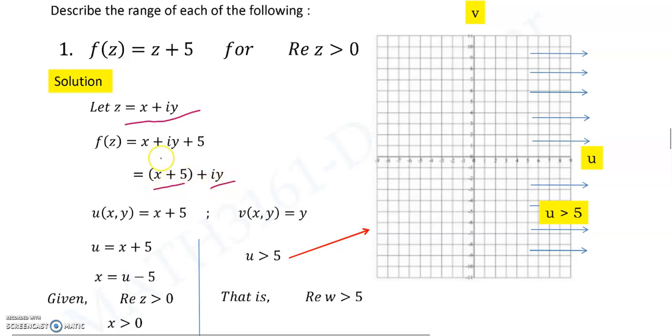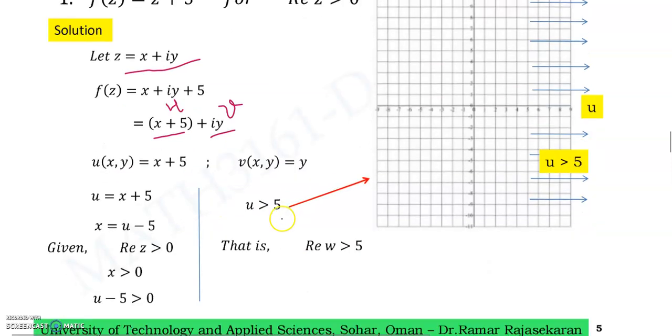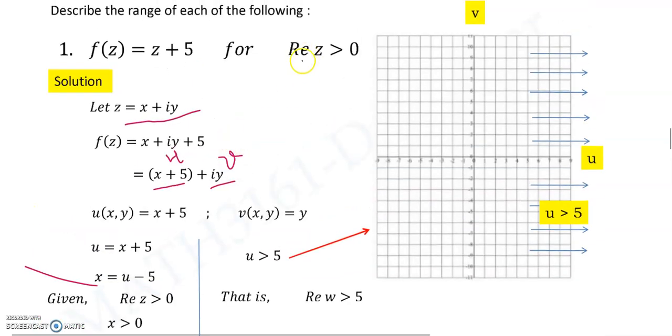Now what is the real part? What is the name of the real part of the function? That is u. What is the imaginary part of the function? That is v. So u is x plus 5, that is here. v is nothing but y. Now u is x plus 5, so here you find x. What is x? That is u minus 5. Why do I find x? Because let's see the question: real part of z is greater than 0. For this one only we are going to find the range of the function.